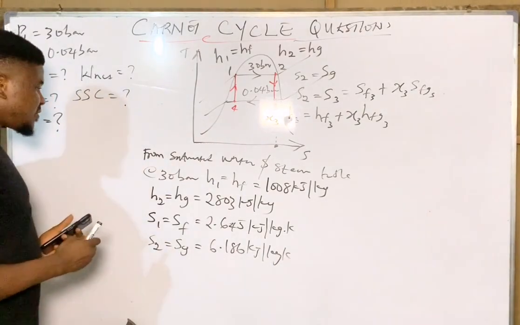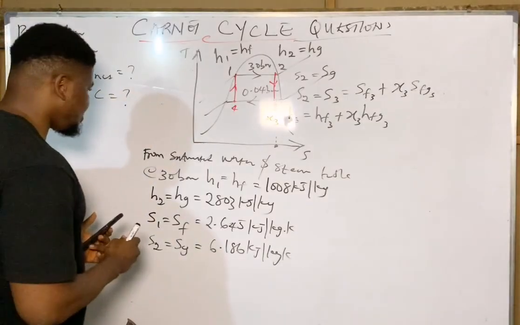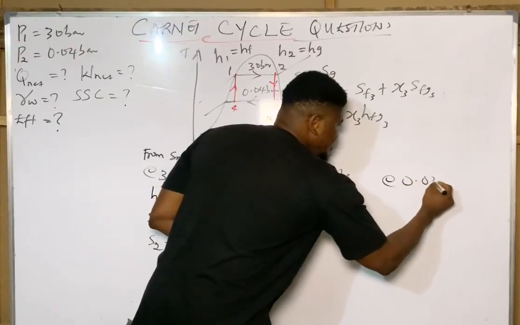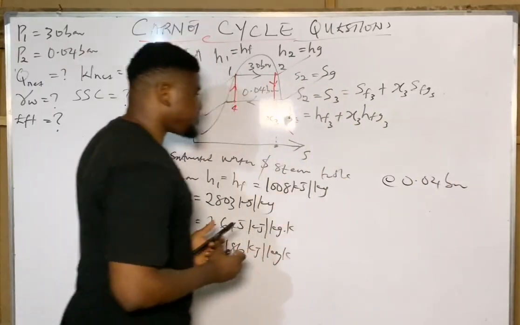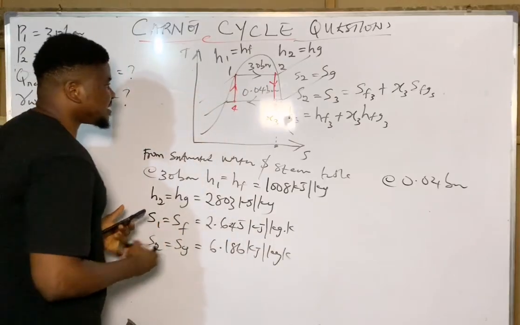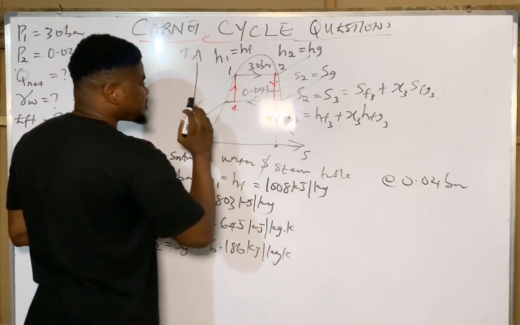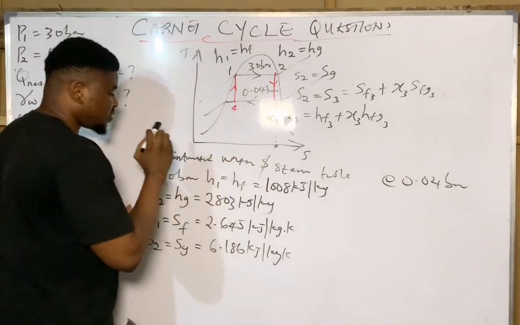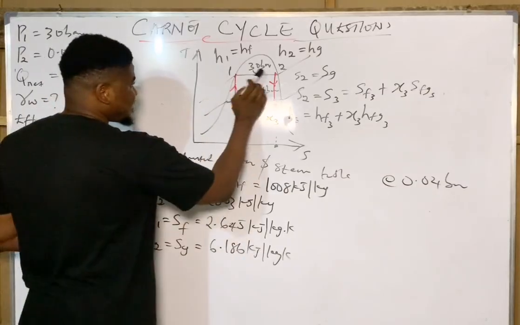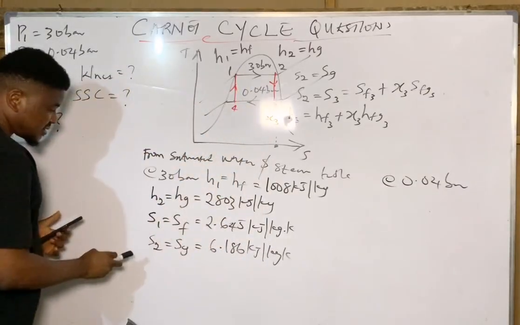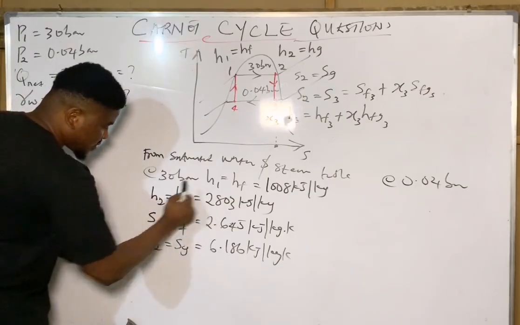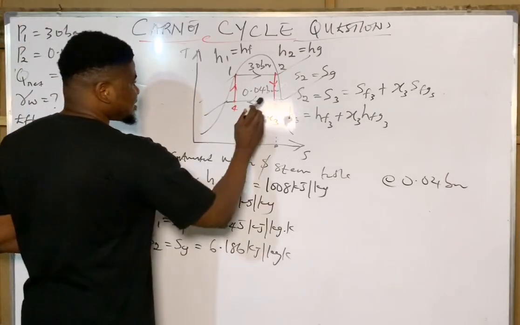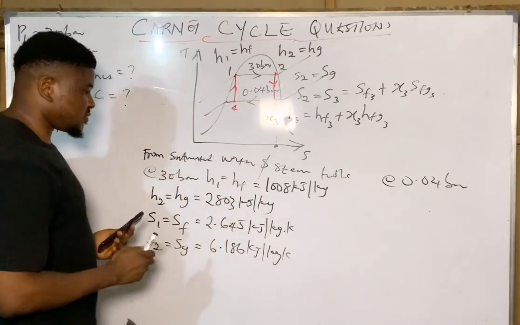So we find for 0.04 bar. We'll repeat the same thing. Now 0.04 bar is the second pressure. At this point, we'll find the properties of state 3 and state 4, just like we found the properties of state 1 and state 2 at 30 bar. You can see it here: H1, H2, X1, S2. We'll also find the properties at state 3 and state 4 at 0.04 bar.